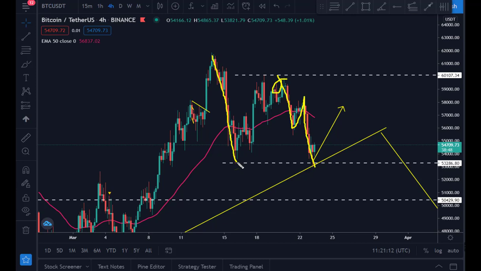Actually, this is A, this is B, now this is C. Is this a complete structure? Are we going up from here or are we coming down from here? Those are the two questions we're going to answer today.